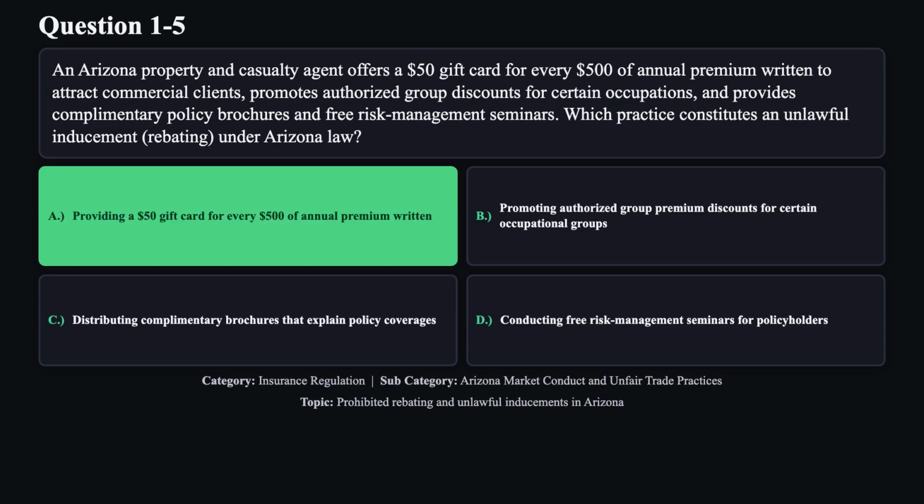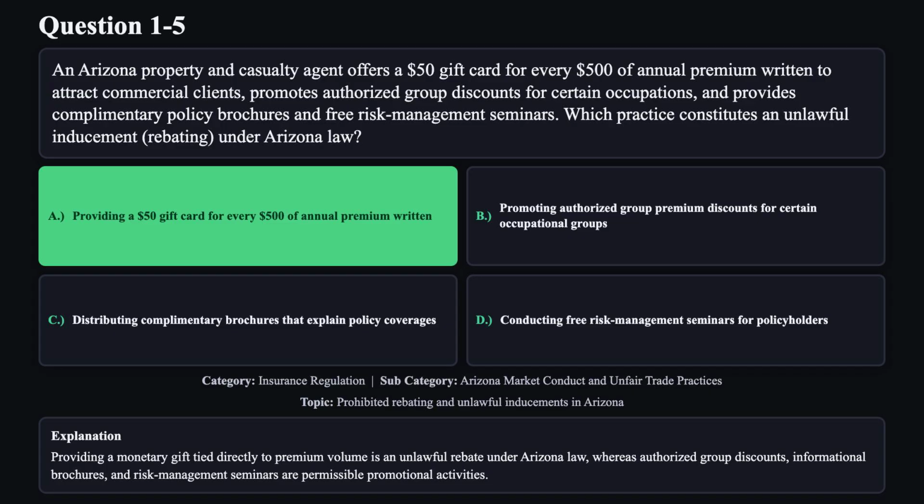The correct answer is A. Providing a monetary gift tied directly to premium volume is an unlawful rebate under Arizona law, whereas authorized group discounts, informational brochures, and risk management seminars are permissible promotional activities.